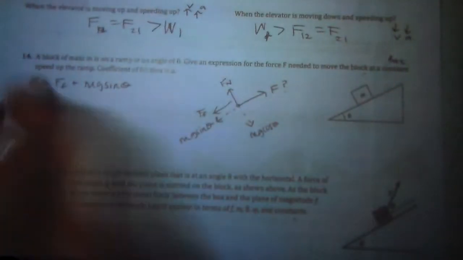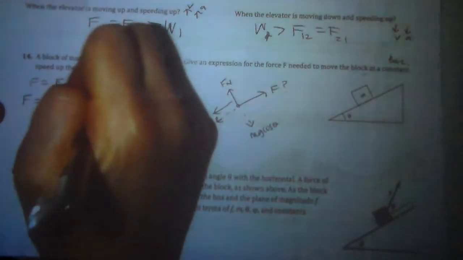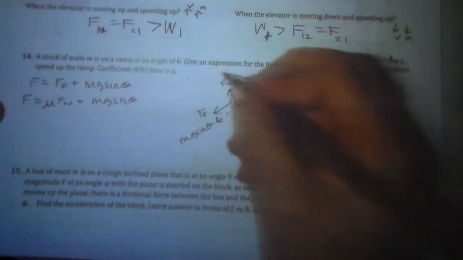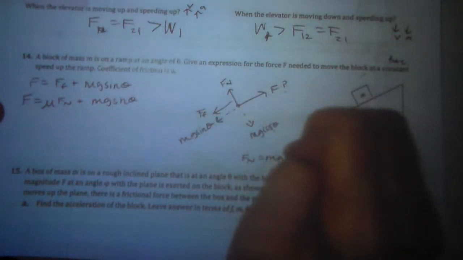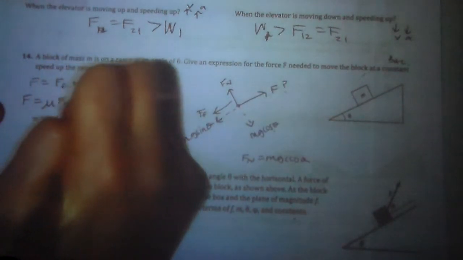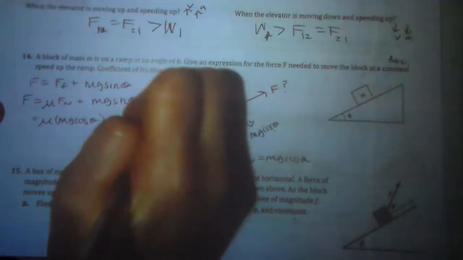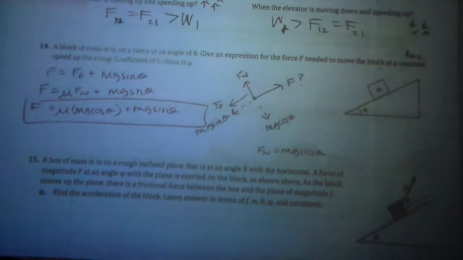I was not given the force of friction, so I better substitute in. This is mu Fn plus mg sine. And it looks like my Fn is equal to mg cosine. So last step, substitute in for that. And there's my force needed to go at constant speed.